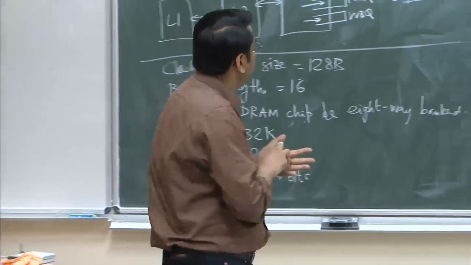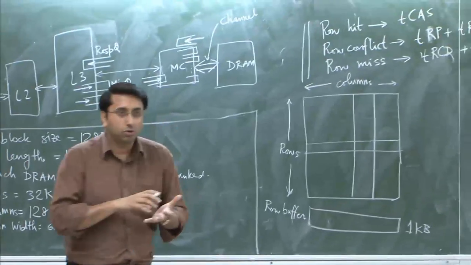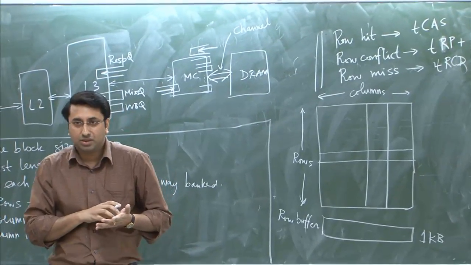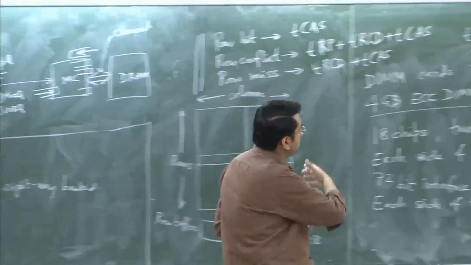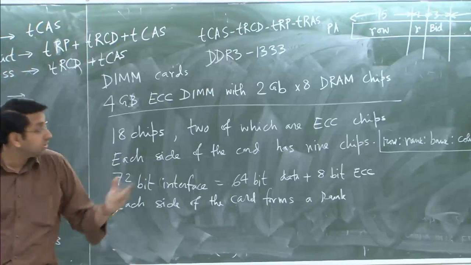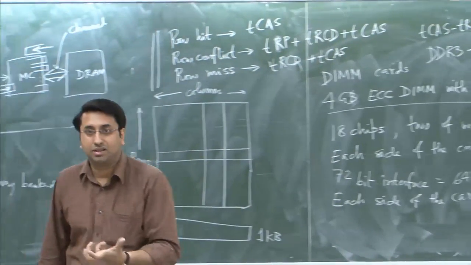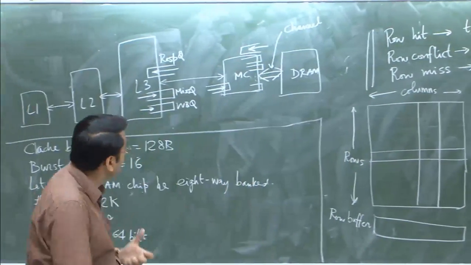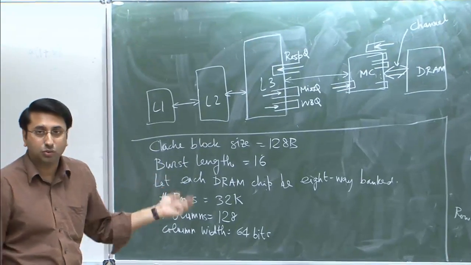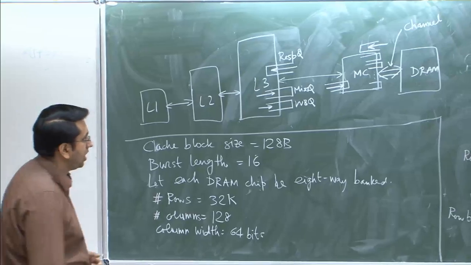When you have more pins, you normally have more peripheral circuitry, and that hurts the density of the DRAM. We never mentioned the area here actually, but that is a very important factor. How much area do you need to pack this 2 gigabit of data? That's why DRAM chips are normally pin limited, which is why you multiplex the row and column address on the same address bus, one on top of the other.